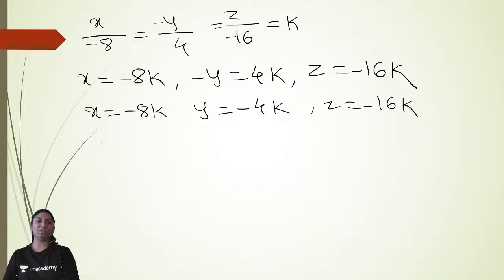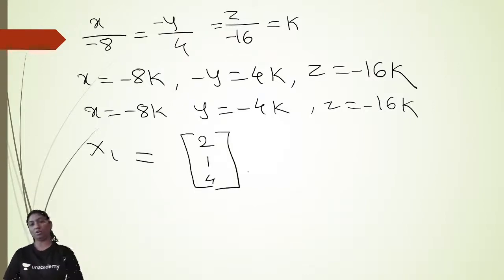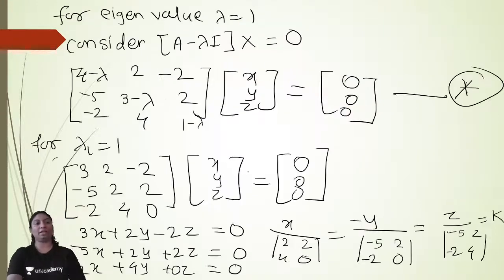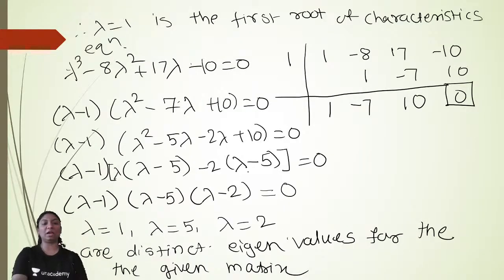So we'll get the first eigenvector x1 as a multiple of, if I take 4k common, 2, 1, 4. So the first eigenvector is 2, 1, 4. x1 is the eigenvector corresponding to the eigenvalue lambda 1 is equal to 1. In exactly a similar way we will find it for lambda 2 is equal to 2.